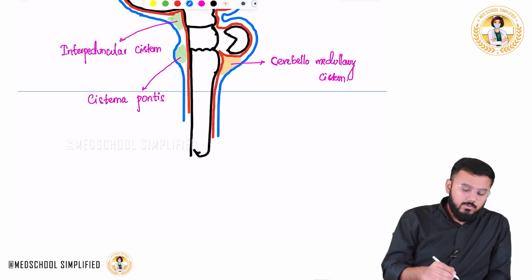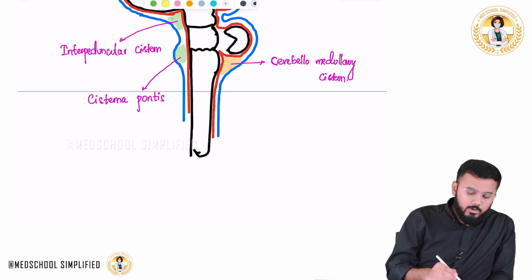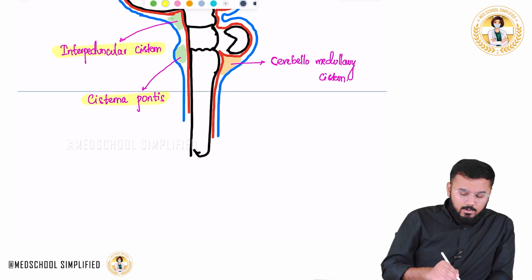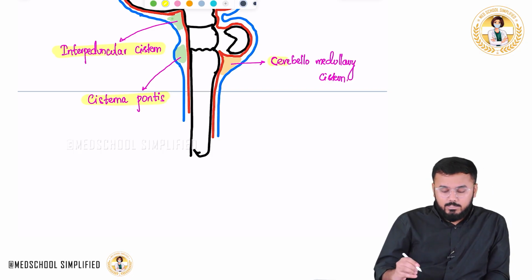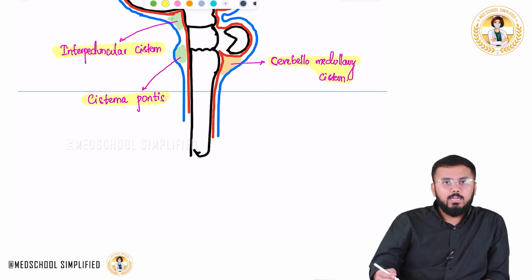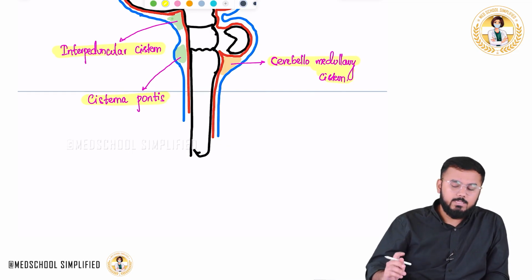So how many cisterns do we have, guys? We have namely 3 important cisterns. One cistern I have already mentioned, that is the interpeduncular cistern. The next important cistern is the cisterna pontis, and the third important cistern is the cerebellomedullary cistern. So these are the 3 different types of cisterns which you basically have.